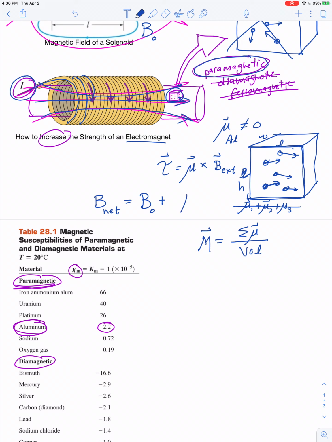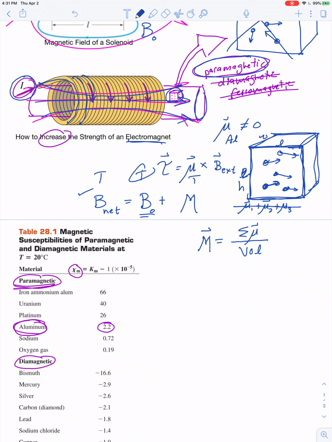So it's that magnetization, developed by having all of the atoms' dipole moments align, that causes the net magnetic field of the electromagnet wound around an aluminum core to be a little bit larger than the original. But the units don't work out, right? This is in Teslas. This is in Teslas. And so I would have to add Teslas with Teslas. But let's check out the units here.